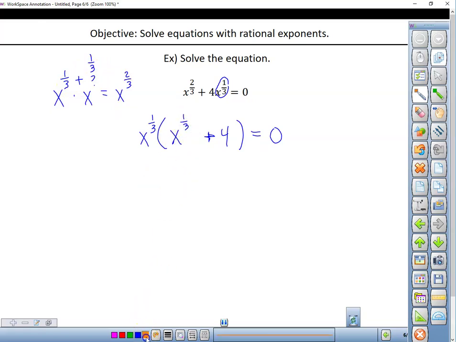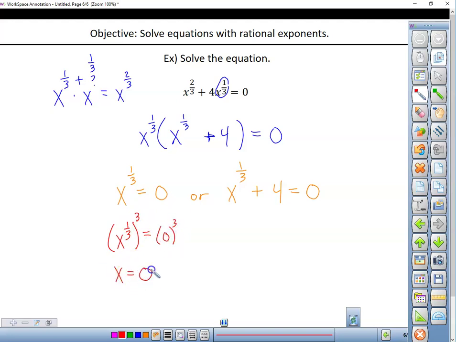So now we have a product of factors equals 0. So now we'll use our 0 product property. So either our GCF factor of x to the 1/3 equals 0, or our binomial factor of x to the 1/3 plus 4 equals 0. Over here, I'm going to undo this exponent. So I'm going to raise both sides to the power that's the reciprocal of 1/3, which is 3. And again, 0 to any power is 0, so I get x equals 0.